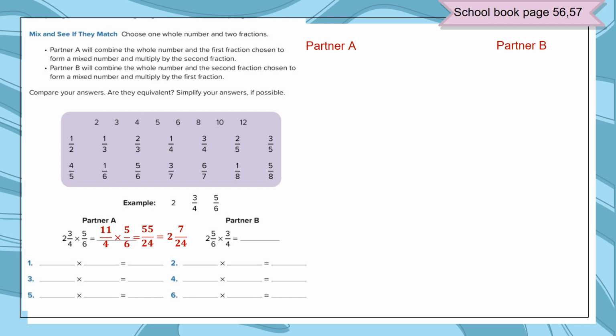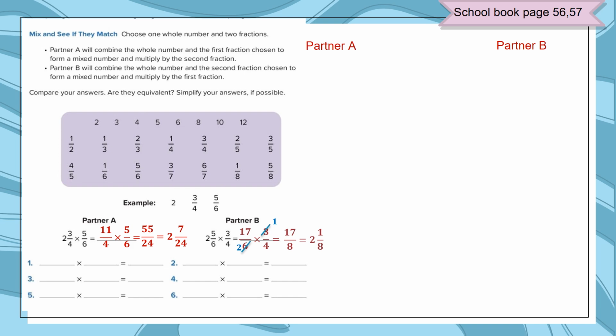Partner B, the mixed number will be 17 over 6 times 3 over 4. Here we can simplify 3 and 6. 3 divided by 3 equals 1 and 6 divided by 3 equals 2. Then multiply 17 times 1 equals 17 over 2 times 4 equals 8. So it will be 17 over 8.